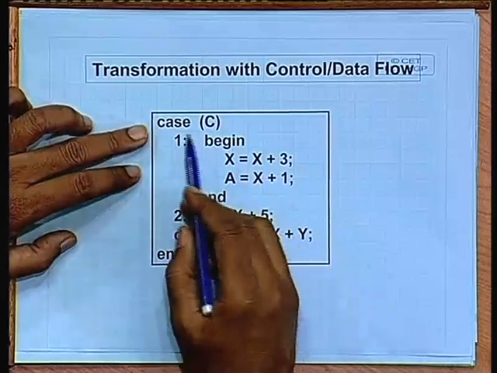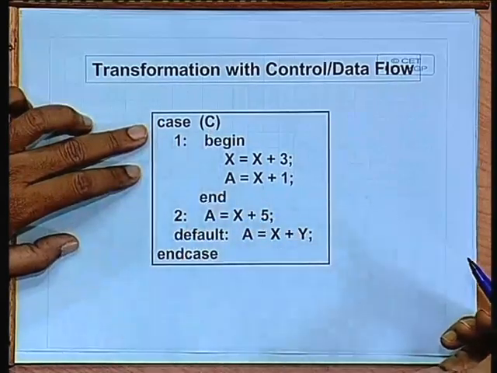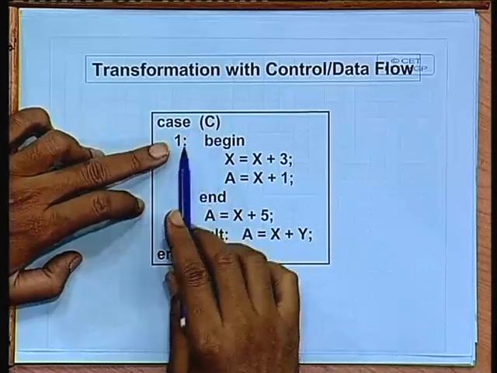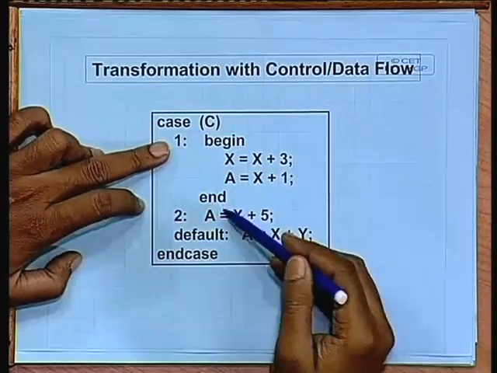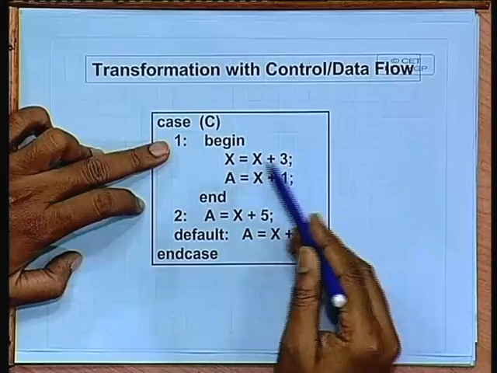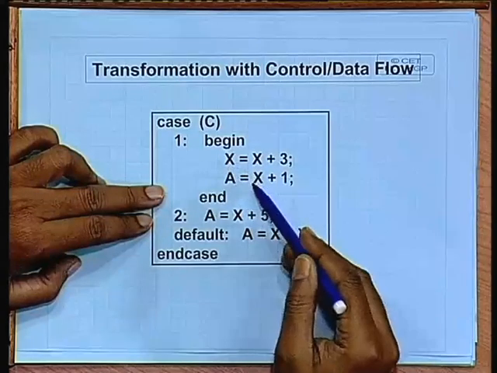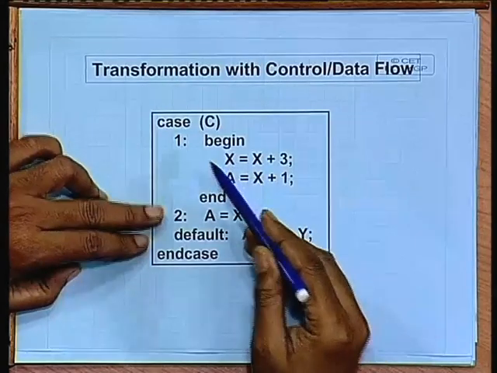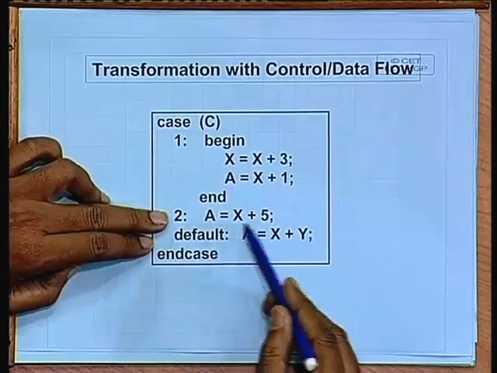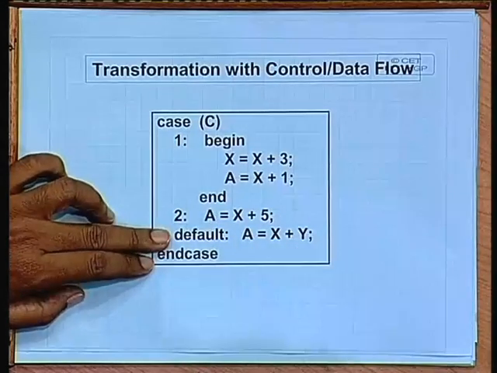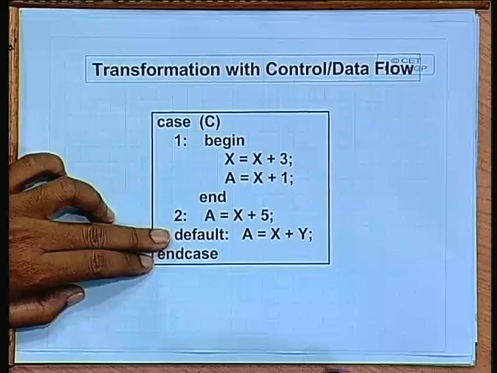Here we have a case statement, and if the value of C is 1, you add 3 to a variable x, you use the same value of x, add 1 to it, write it to A. If it is 2, A equal to x plus 5, and otherwise A equal to x plus y, right.